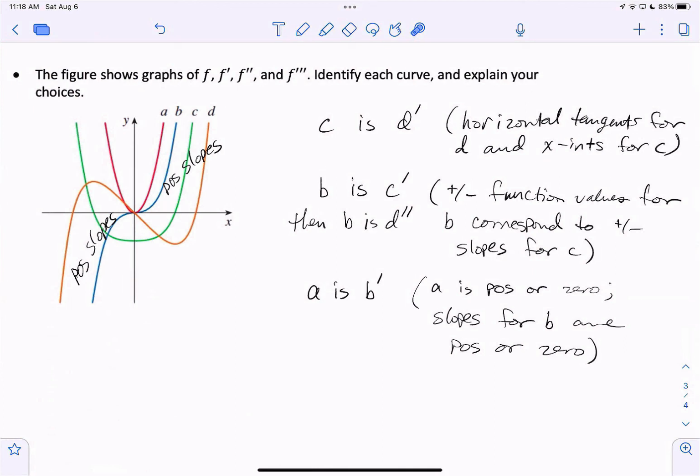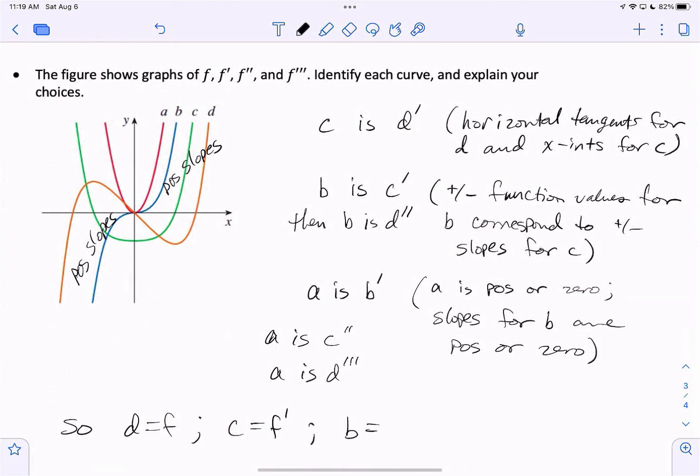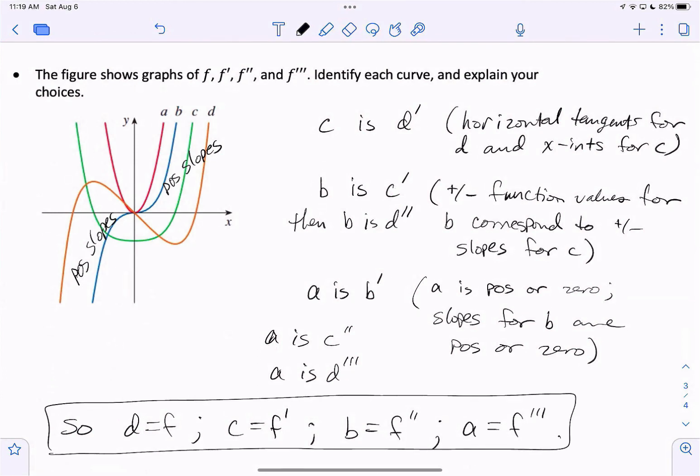Now for that mind job again. If A is b prime and B is c prime, then A is c double prime. We're going to keep going. If B is D double prime and A is B prime, then that means that A is D triple prime. So D is F. C is D prime, so C is F prime. B is F double prime. A is F triple prime. Again, if you need to stare at all that, there you go.